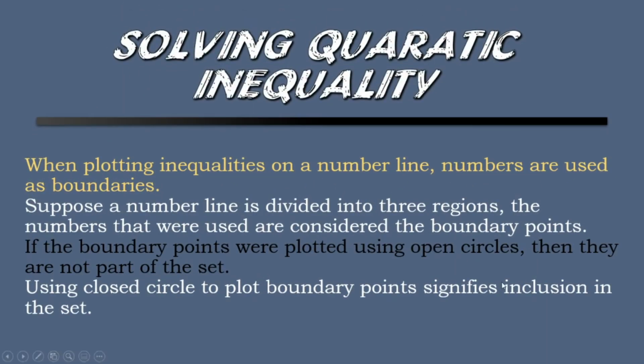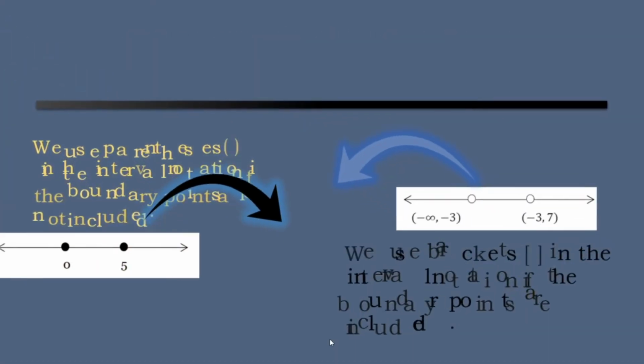When plotting inequalities on a number line, numbers are used as boundaries. Suppose a number line is divided into 3 regions. The numbers that were used are considered the boundary points. If the boundary points were plotted using an open circle, then they are not part of the set. Using a closed circle to plot boundary points signifies inclusion in the set. Meaning, pag ganon, kasama siya.